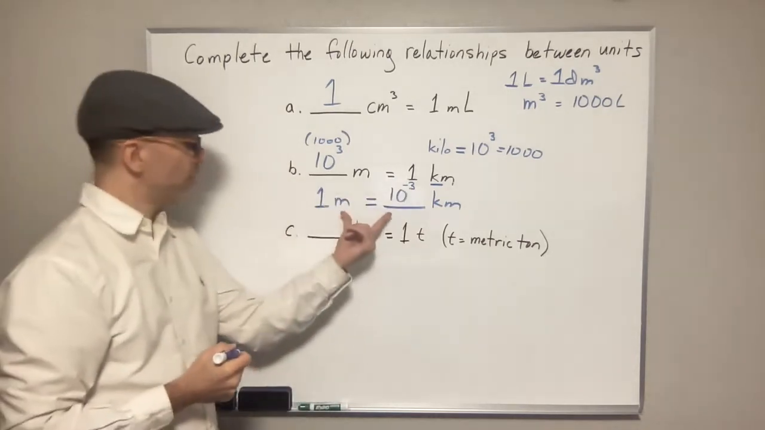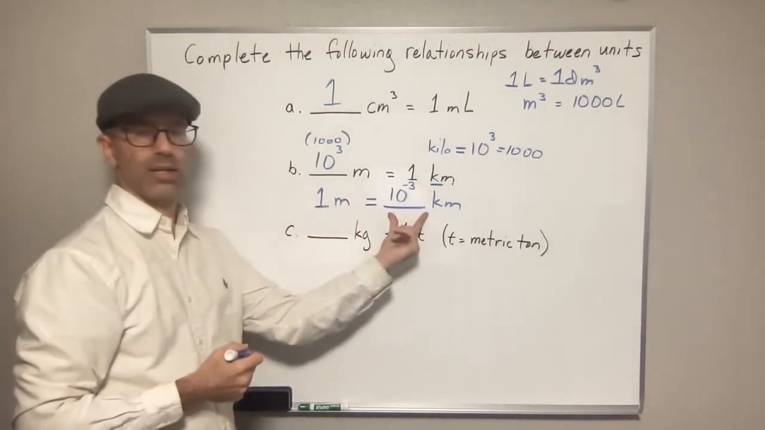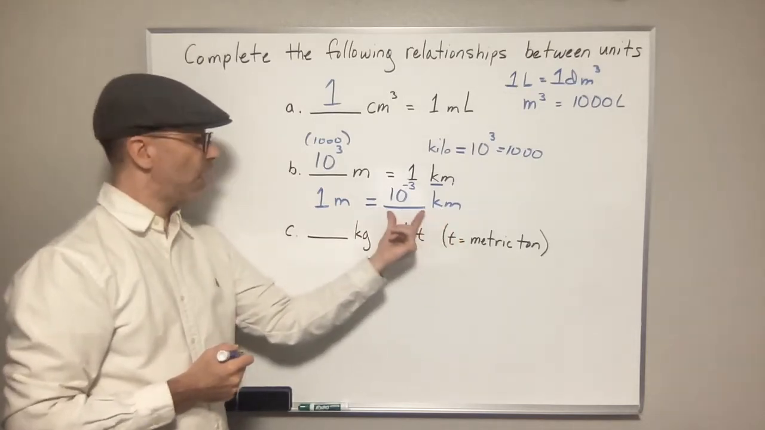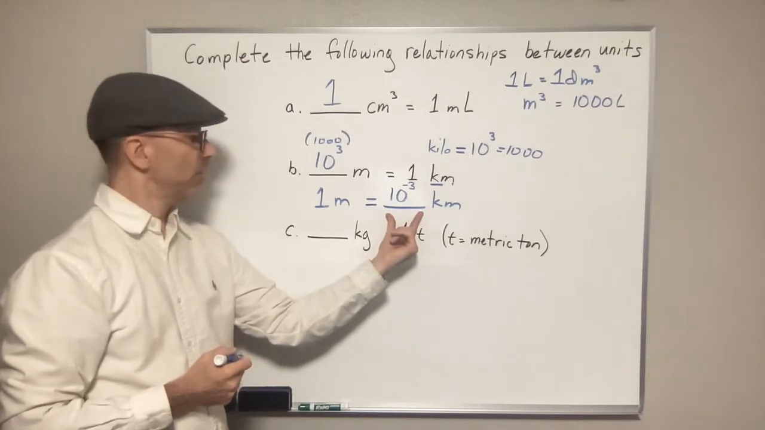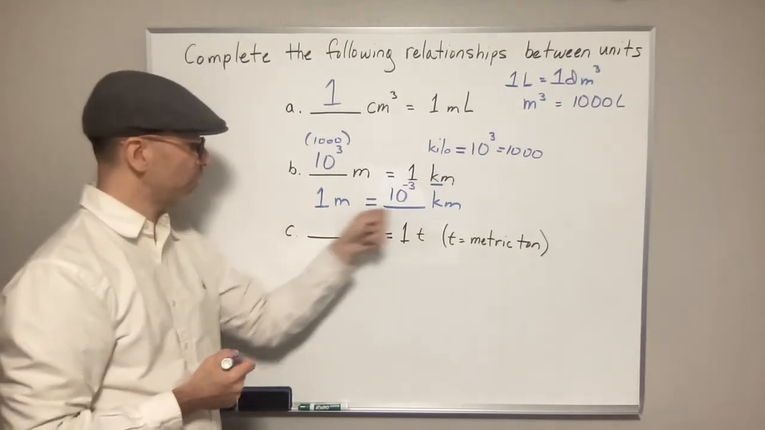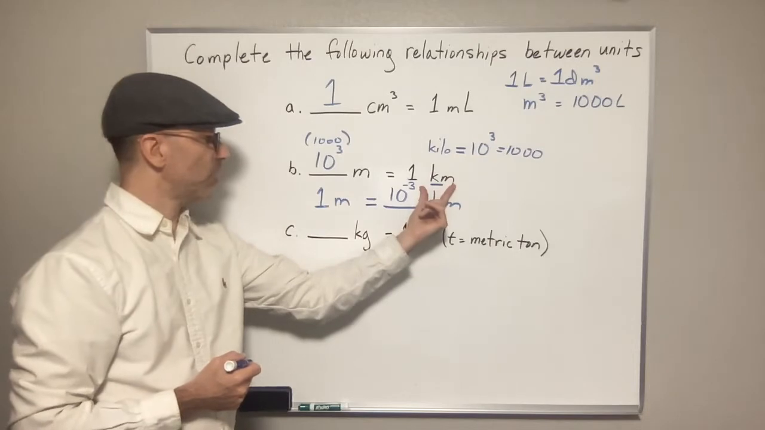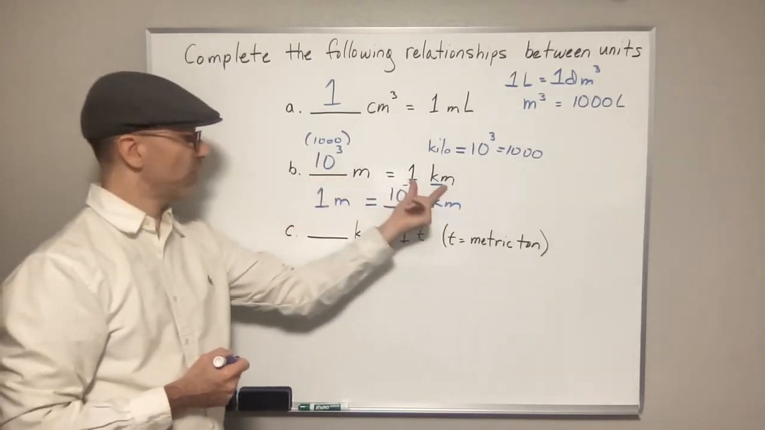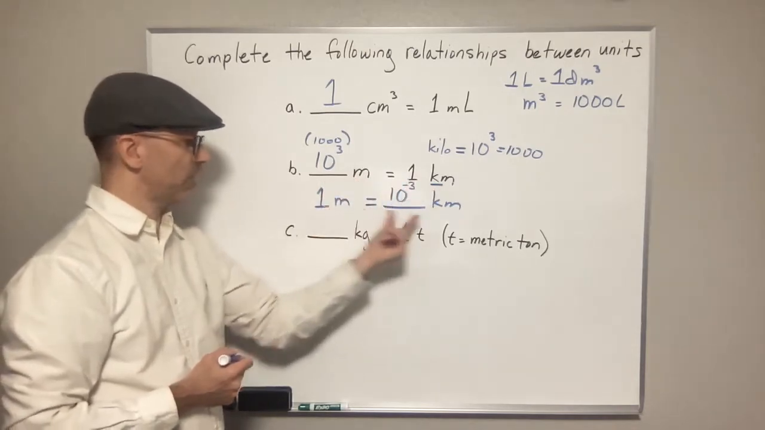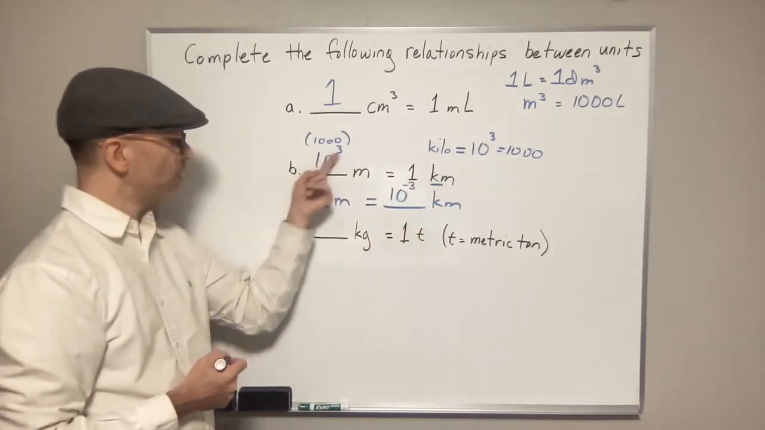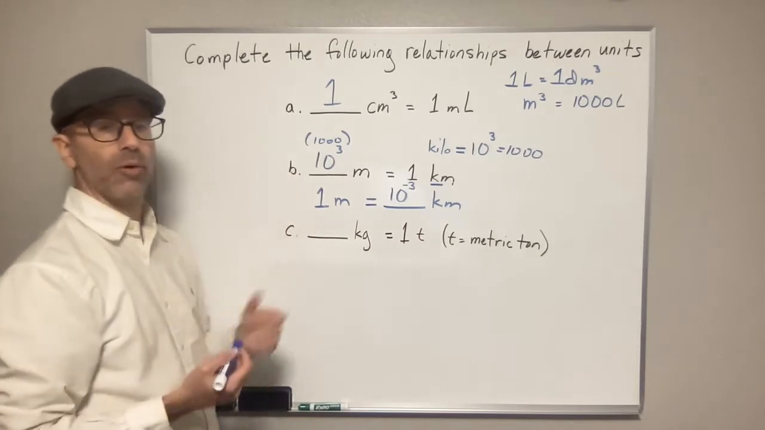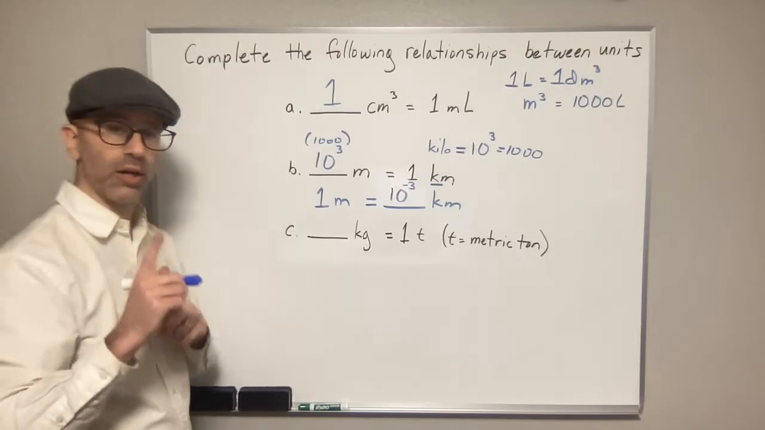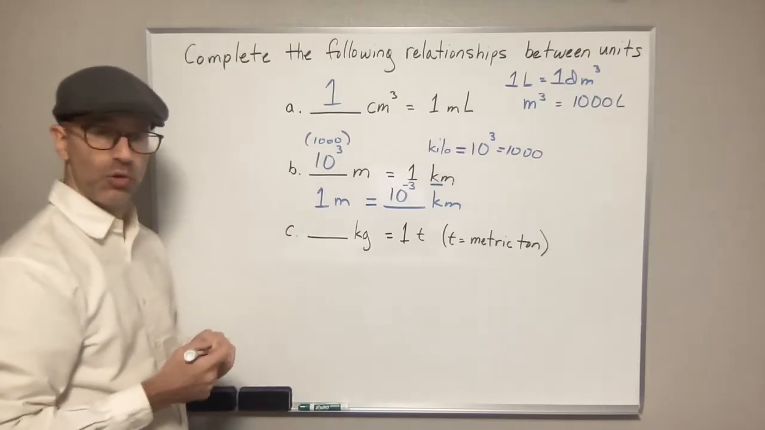And so 1 meter is equal to 10 to the negative third kilometers. That's 1/1000th. This is the exact same relationship as 1 kilometer is equal to 1,000 meters. So this is the same as this. So either way is fine. But when I set it up myself, I always put the 1 with the prefix unit.